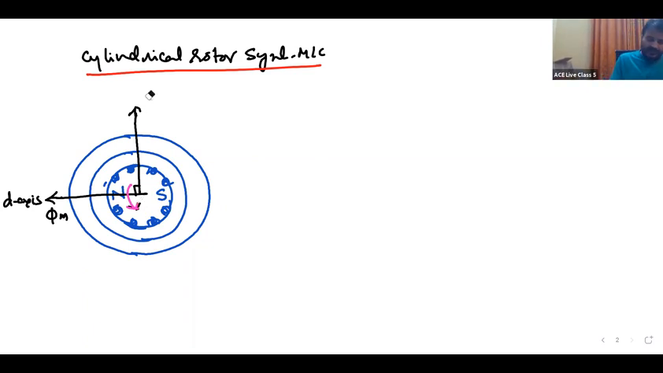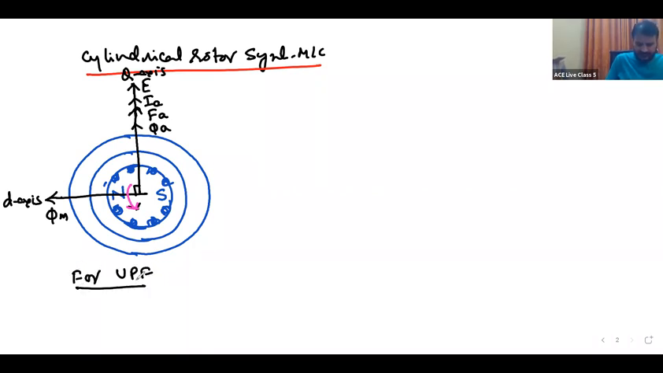For unity power factor, this is E, and this is also the current IA, and this is also FA, the armature flux. All of them will be along the Q axis. The rotor is rotating in the counterclockwise direction. This is for UPF, unity power factor, in the cylindrical rotor synchronous machine.